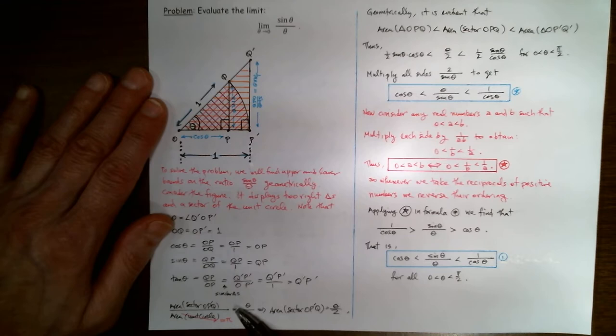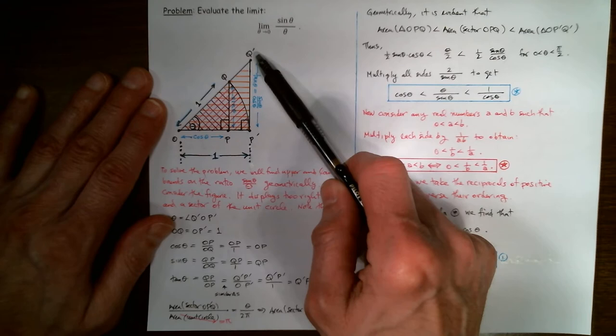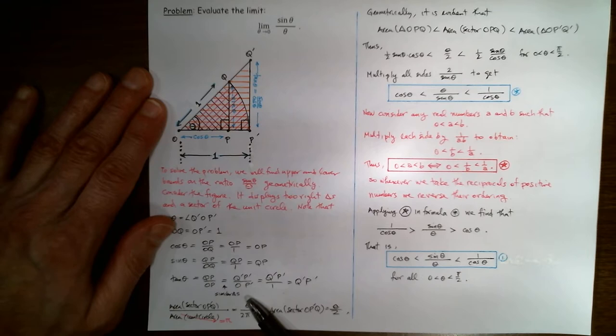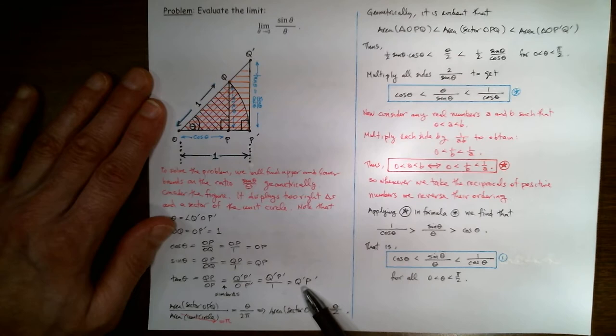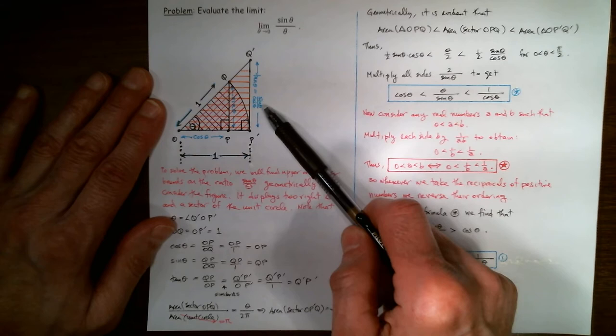So the ratio of QP to OP is the same as Q prime P prime is to OP prime. But we know that OP prime is 1, and therefore this yields a result that the length of Q prime P prime, this side, is the ratio of sine theta to cos theta, or the tangent of the angle theta.